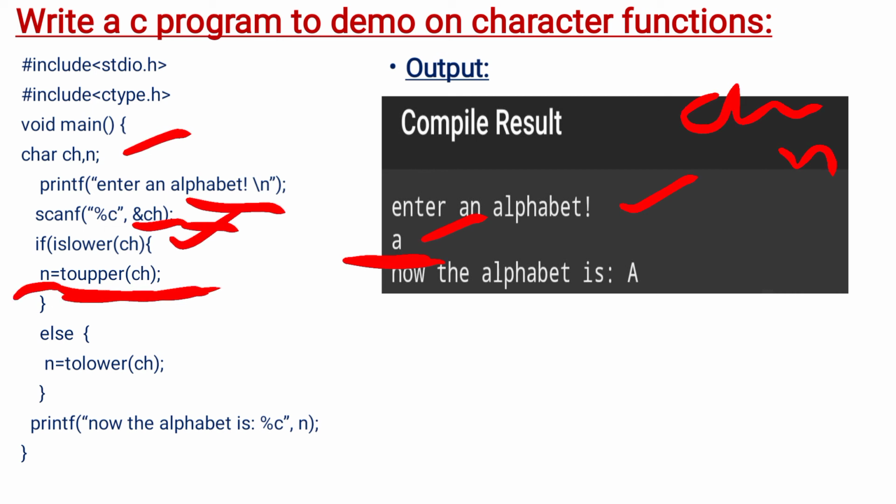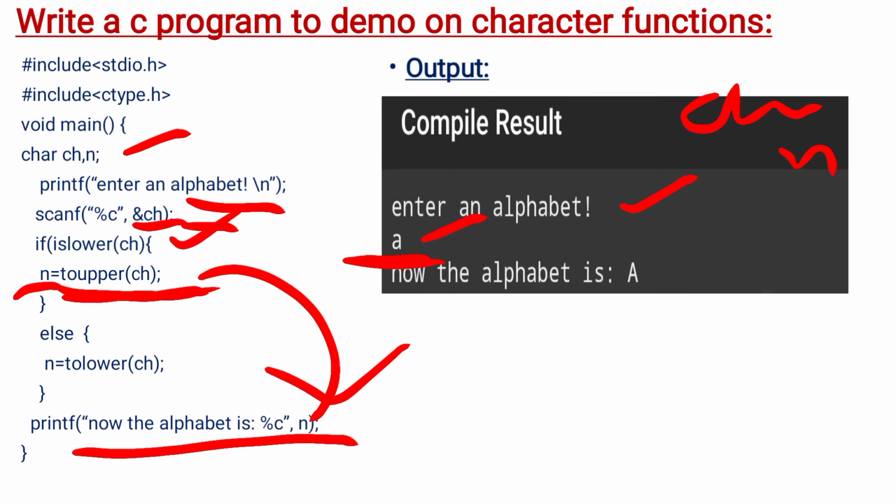So after executing, the control comes here. Here we are going to print, now the alphabet is %c, n. So observe here, now the alphabet is capital A. We entered lowercase a, but we got the output uppercase A. So this is the first case output. Next we will see the second case output.